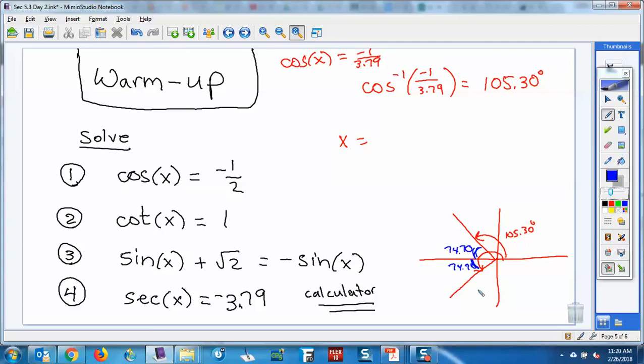Inverse cosine is the only one we're going to have this problem with, okay? Because if this was, everybody do inverse sine on your calculator right now. Do inverse sine of that same number. Do inverse sine of this same number for me. What do you get?